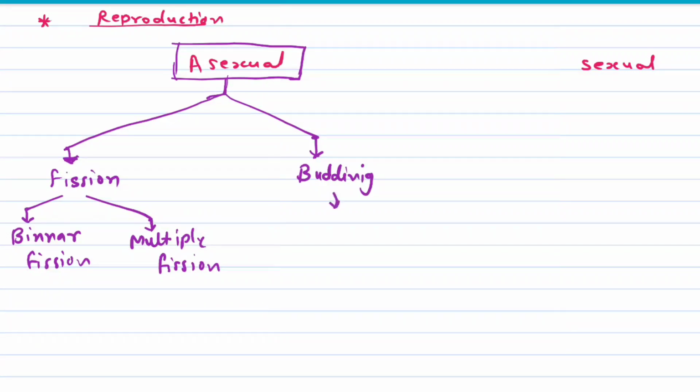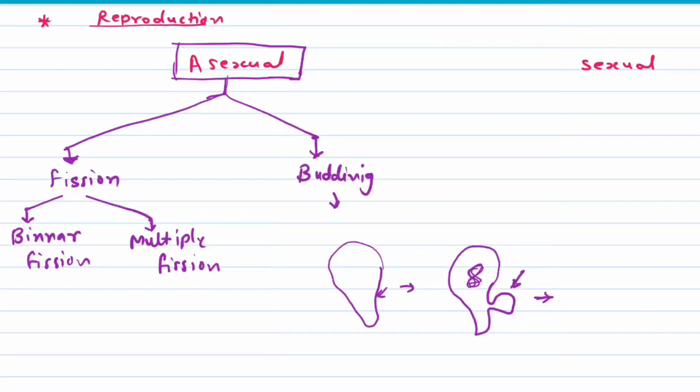But in budding, like in yeast, the budding process takes place. Asexually, so this is yeast, and some part of the yeast buds out from this unicellular body, like this bud forms. So an outgrowth of the outer cell gradually becomes a bud, an outpocketing of this cell.